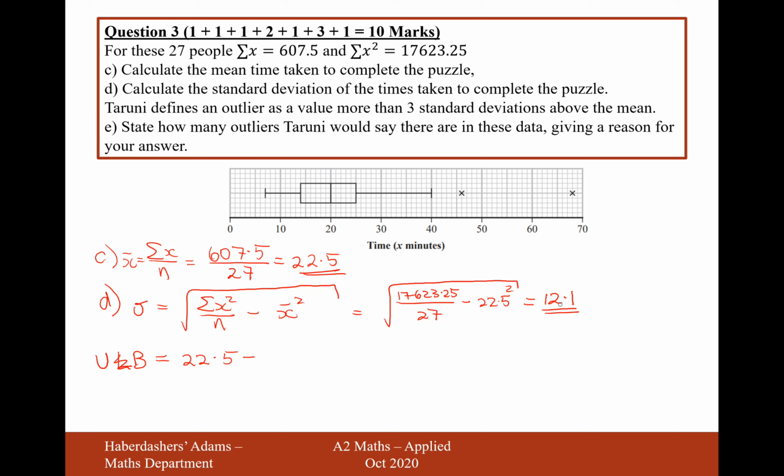Yes, there's no real need to do a lower bound. Let's do an upper bound though. So 22.5 add 3 lots of 12.1, and that's going to give us 58.8, and 58.8 is about here. So there's just going to be one outlier. This is part E, one outlier at 68. So there we are, that's our answer to part E.